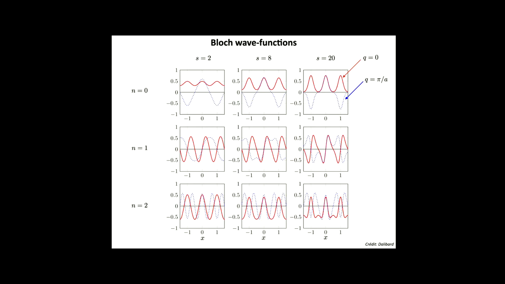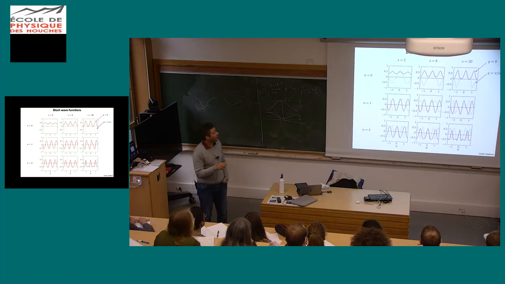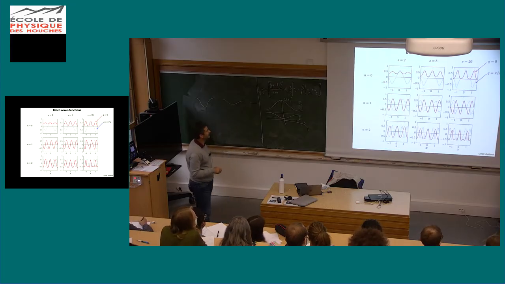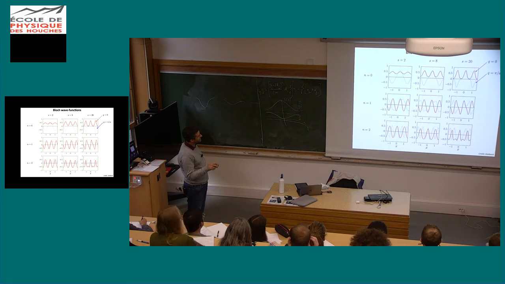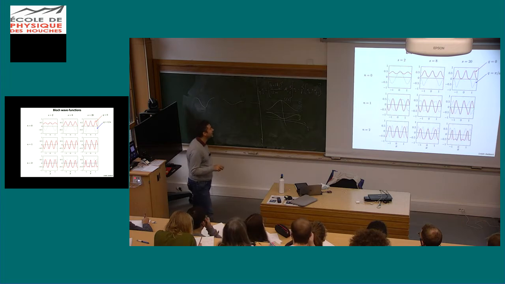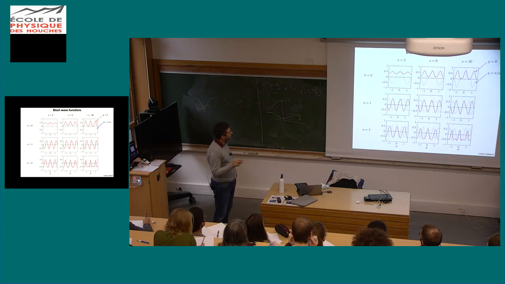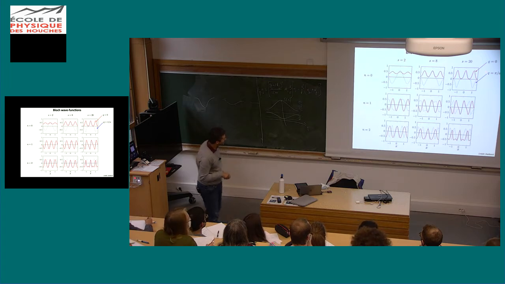Okay, and just to finish, some Bloch wave functions, because you can also, of course, get the eigenfunctions. So n here is the number of the band. So n=0 is the lowest energy band. This is the first excited band. N equals 2 is the second excited band. And you have Bloch functions, which are plotted for lattice amplitudes 2, 8, and 20, and two different quasi-momenta: one at the center, 0, and one on the edge of the first Brillouin zone.